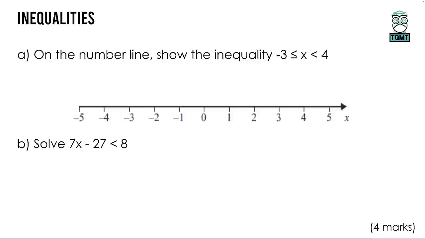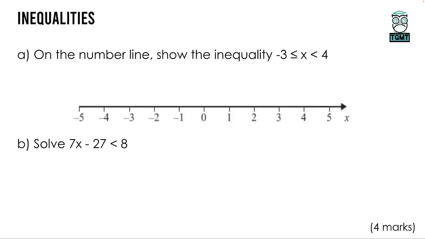Looking at some inequalities. It says here on the number line, show the inequality, and then we have this joint inequality here with different symbols in. Now whenever we're drawing an inequality on a graph or a number line, all we're going to do is put circles above the numbers that we have in our inequality.